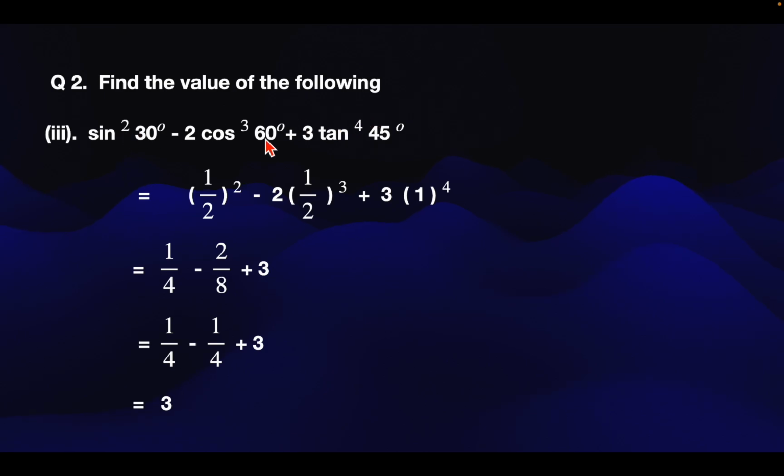Find the value of the following. Sin square 30 minus 2 cos cube 60 plus 3 tan raised to 4 45. Okay, so here sin 30 is 1 upon 2. So square it, minus 2 into cos 60 is 1 upon 2. Cube it plus 3 into tan 45 is 1 raised to 4. Simplify this, you will get the answer as 3.